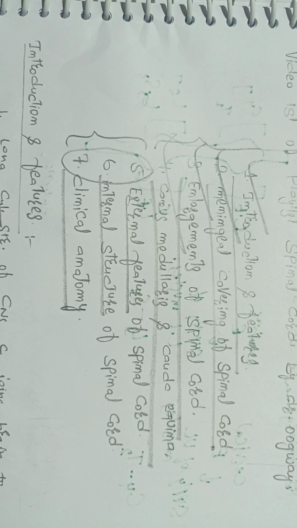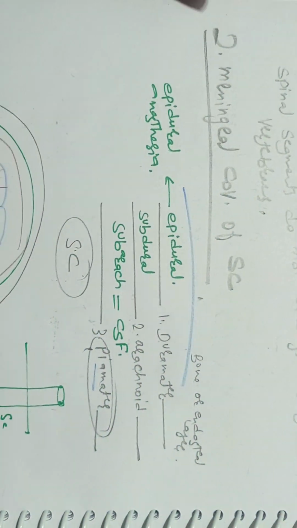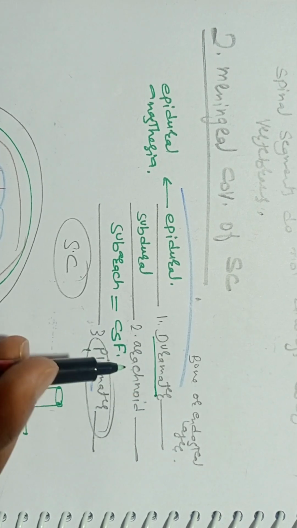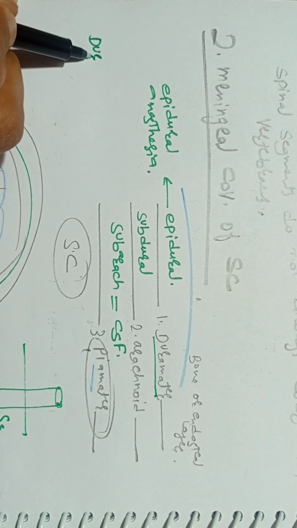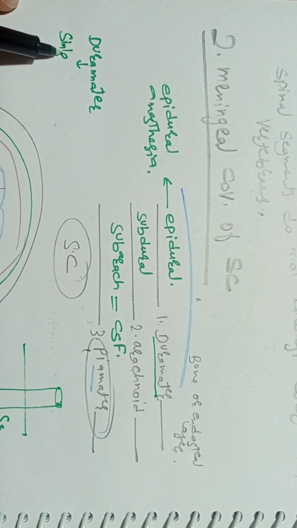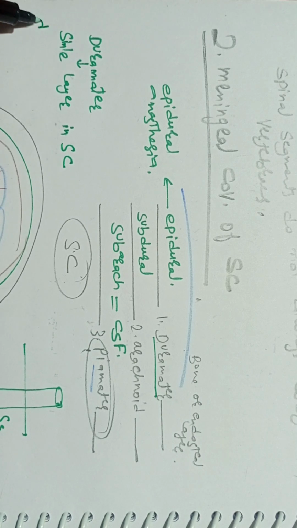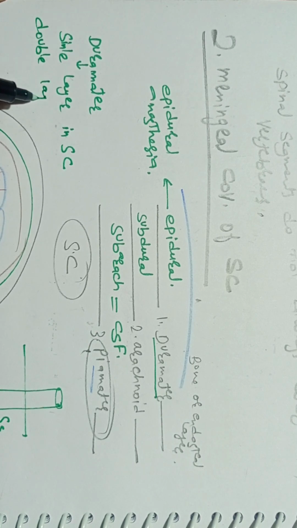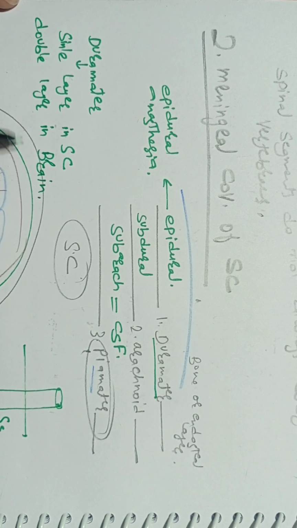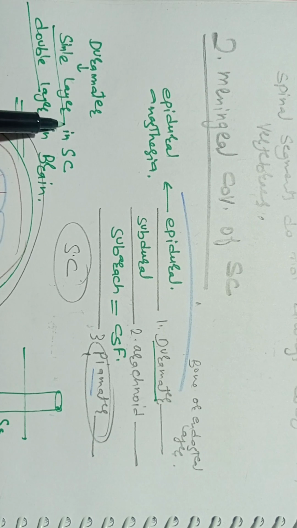One last very important point that you should know is about the dura mater. It is the outermost meningeal layer of the spinal cord. The dura mater is a single layer in the spinal cord, while it is a double layer in the brain. When the dura mater covers the brain, it is double layer, but when it covers the spinal cord, it is single layer. So cranial dura is double layer, while spinal dura is single layer.